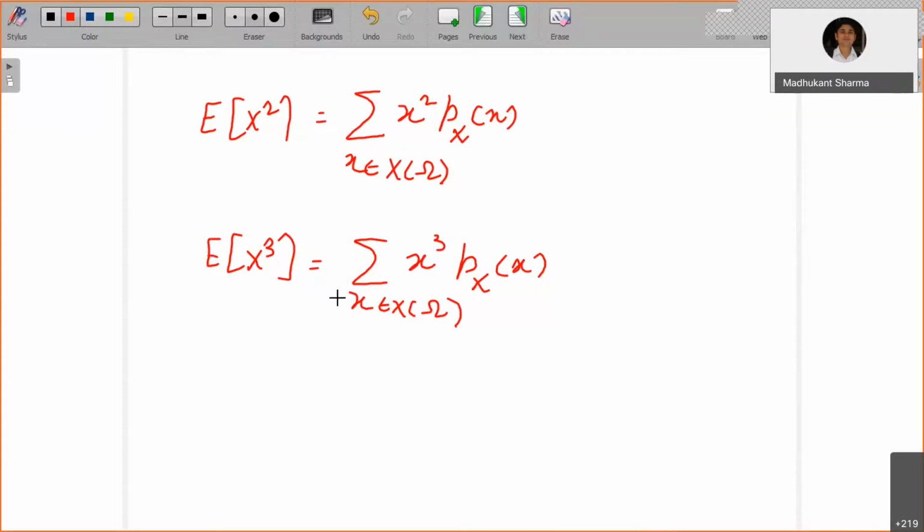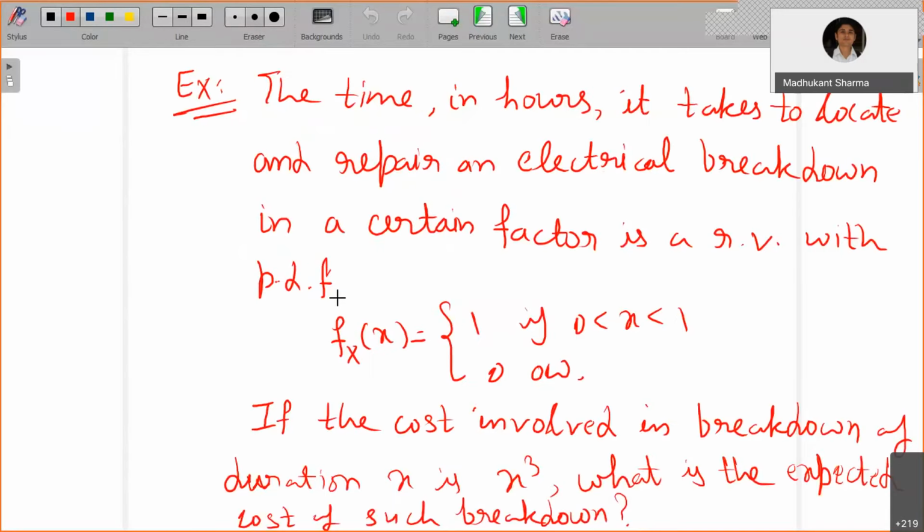Okay, right. So let's see whether we have one more example or not. Yeah, one more example is there. Let's see it for the continuous case first, then we will define it in general. The time in hours it takes to locate and repair an electrical breakdown in a certain factory is a random variable with the following density. So x is the random variable which denotes the time in hours to locate an electrical breakdown.